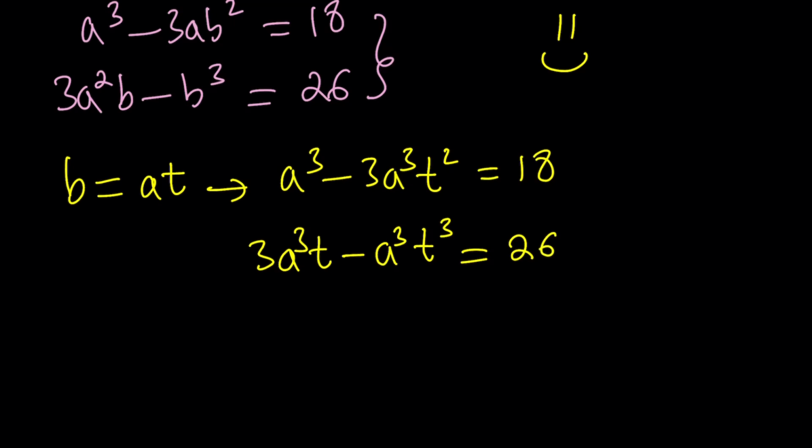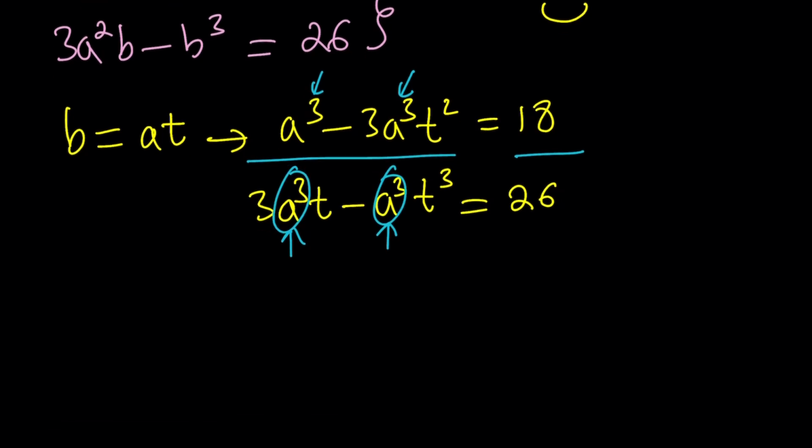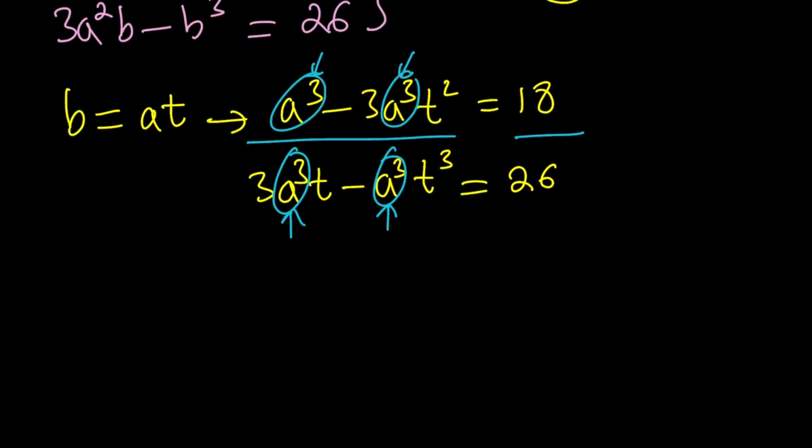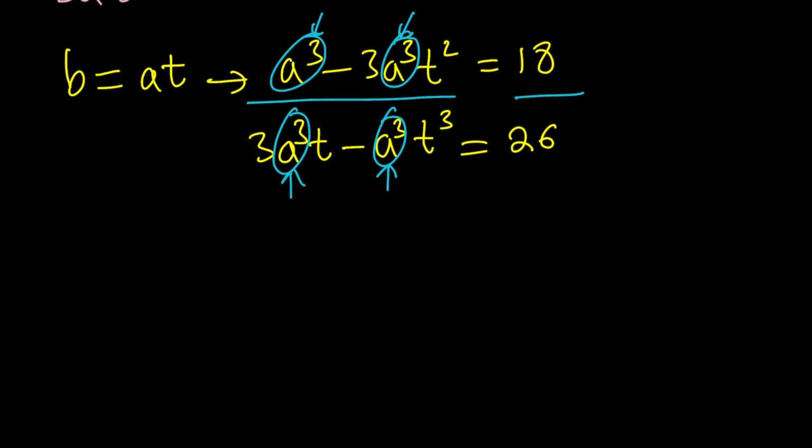Now here's what we're going to do. This is going to be real cool. We're going to divide these equations. But why? Because the reason why we did this substitution, obviously there's a good reason behind it, is that a cubed can be cancelled and we're going to end up with a single variable. Isn't that cool? That's what homogeneous means basically.